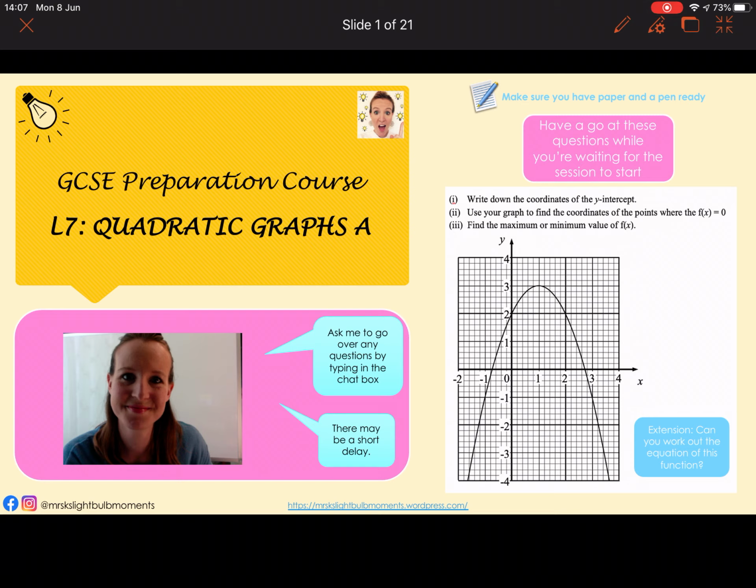This is lesson 7 in my GCSE preparation course series, designed for helping Year 10s feel more confident and prepared for their GCSEs next year as they go into Year 11. We're looking at quadratic graphs today, and we're following on from the work we've done in the previous few sessions. So to start with, there's a question there to just check your understanding of the language used around graphs. So while we're waiting for a few people to log on, have a go at that starter question.